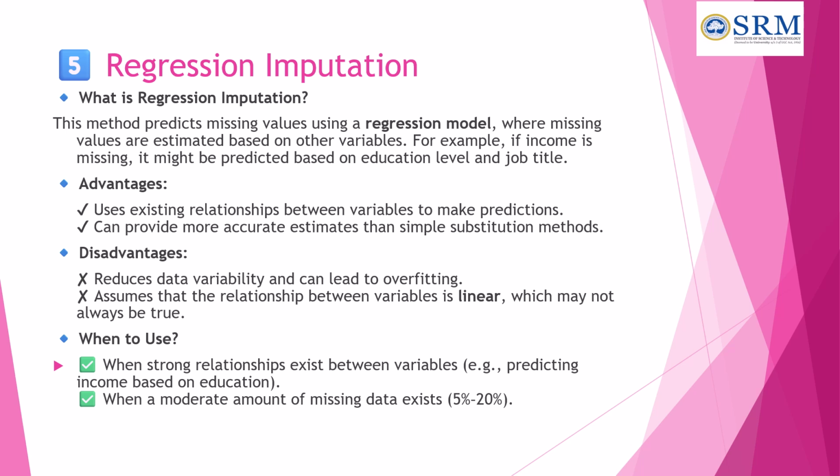Regression imputation is best used when there are strong connections between variables and when there is a moderate amount of missing data, usually between 5% and 20%.